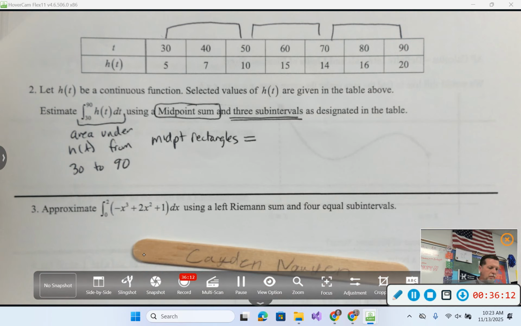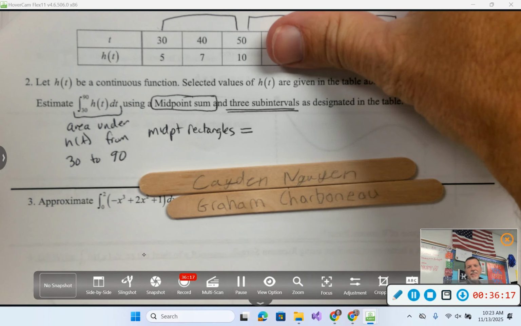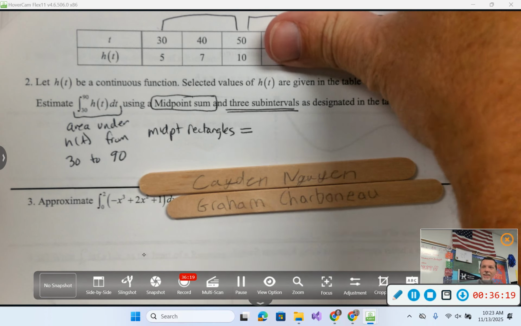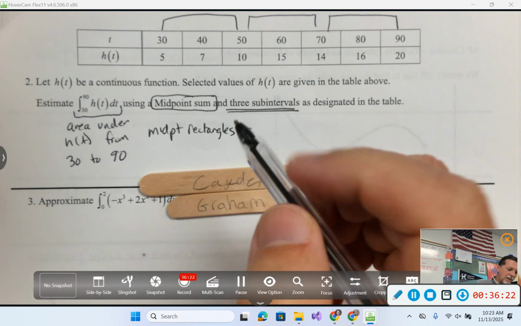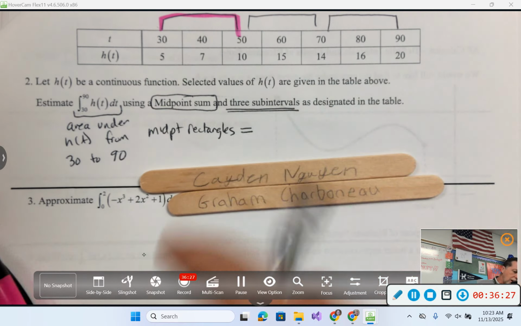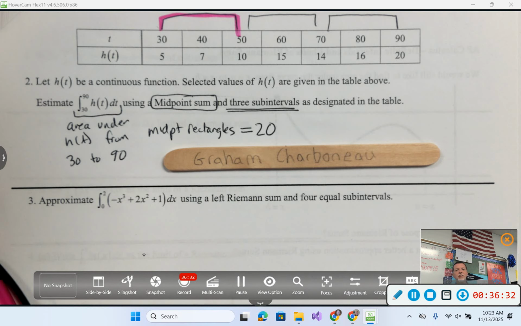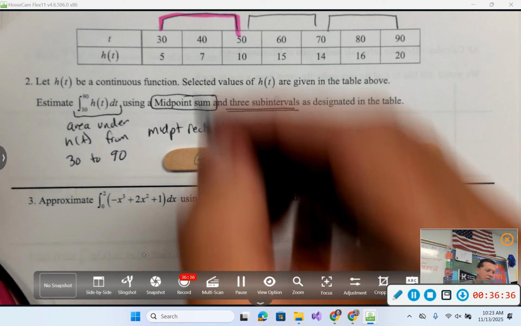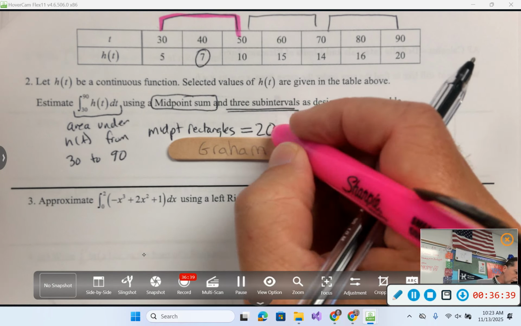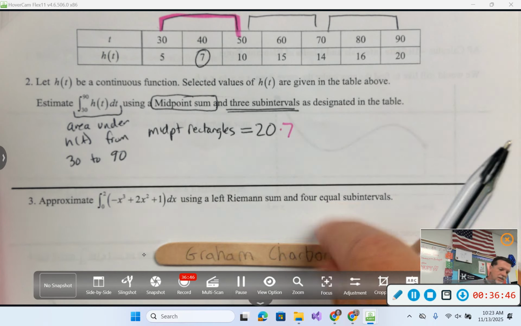Caden, what's the width of my first rectangle going to be? My first rectangle is 20. Good, because I'm going from 30 to 50. So that first rectangle has a width of 20. Graham, which height should I use? You should use 7. Why 7? Because it's the one in the middle. So 20 times 7. So 5 would be a left-hand sum, 10 would be a right-hand sum, 7 is the middle sum, the midpoint sum.